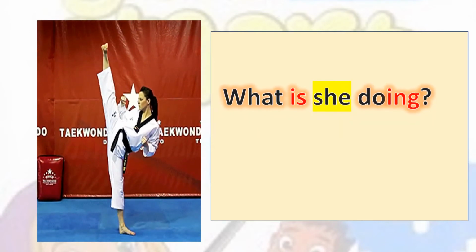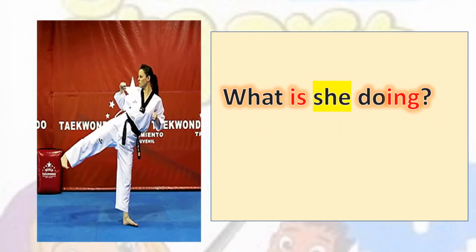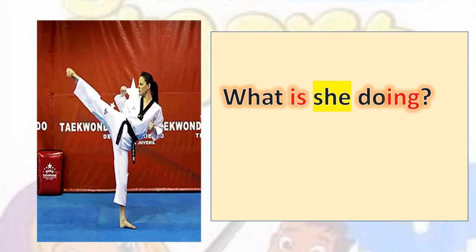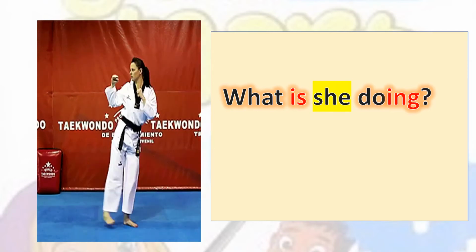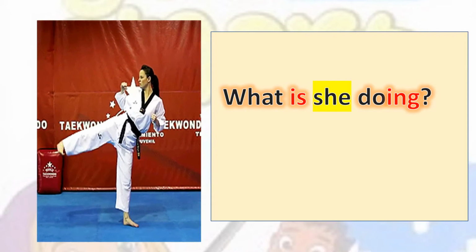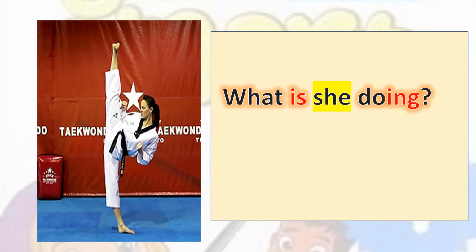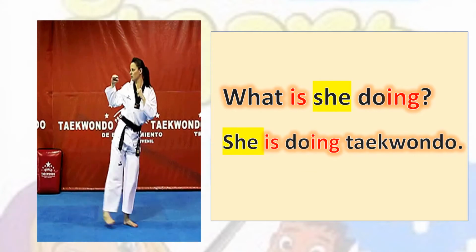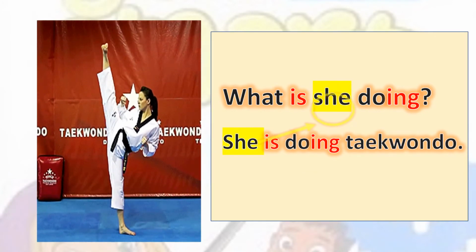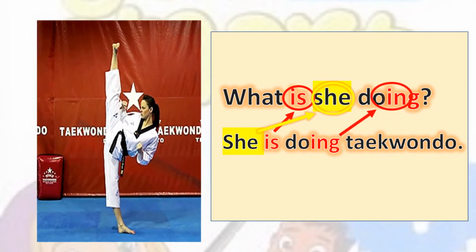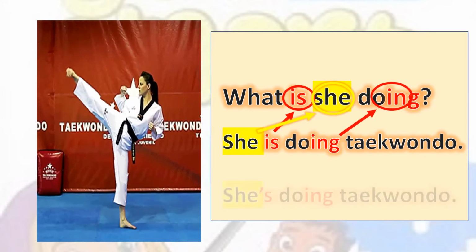So, the question here is, what is she doing? Again, you need to look at the yellow color and the red color word. So what is she doing? What is the subject? The subject is she. So she is doing taekwondo. Again, look at the first one. She is, and then ing. Or you can just say she's doing taekwondo.